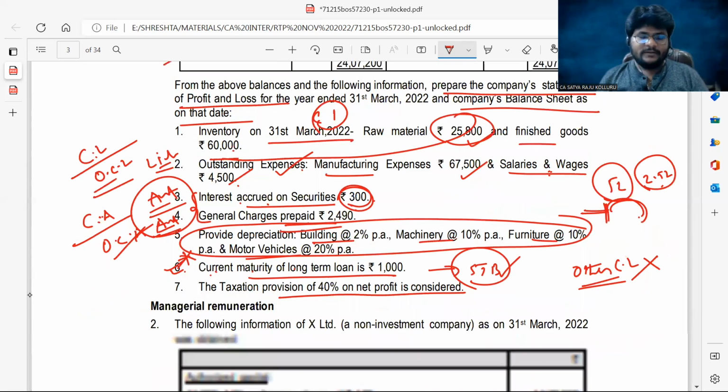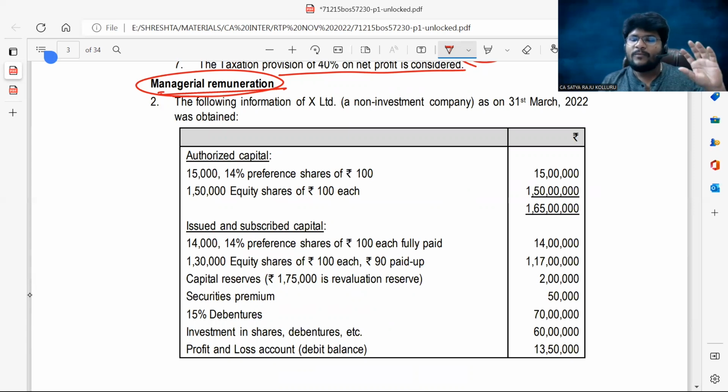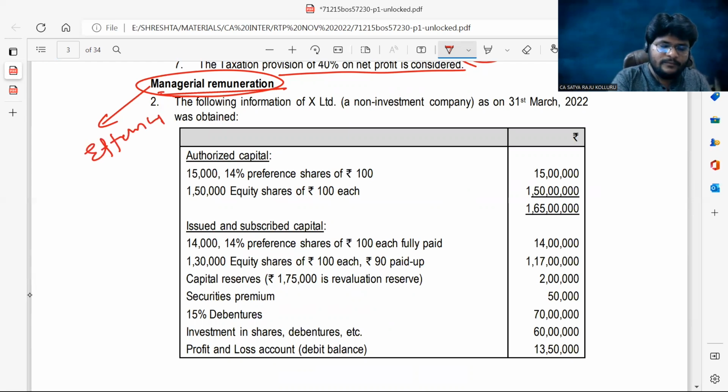Then come down, guys. Question number 2 is related to managerial remuneration. Managerial remuneration depends completely upon whether the company has sufficient profits or not. If the company has sufficient profits, you know the structure, the maximum 11% of the net profits, and individually the percentage might vary. If the company does not have adequate profits or has no profits, then managerial remuneration is based on the effective capital concept. Tell me, guys.